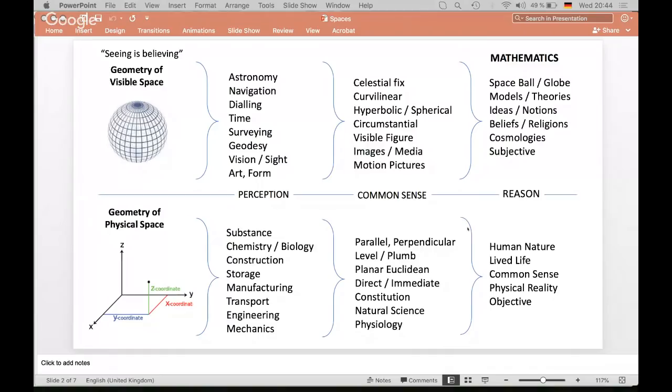Yep. And it is very much a part of our lived life. Whereas the geometry of visible space is all about seeing is believing, right? We can explain this a little more as we go along tonight, but I just wanted to point out that what the lady's saying about Euclidean planar geometry has everything to do with the bottom half of this slide.